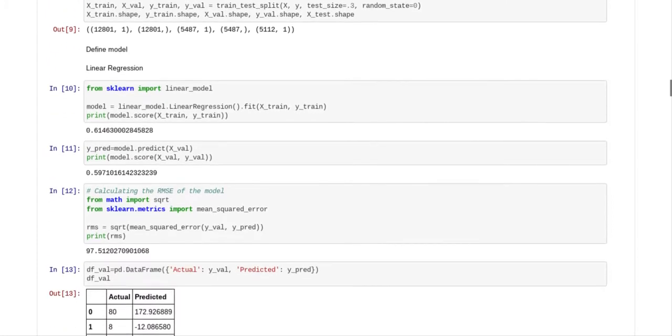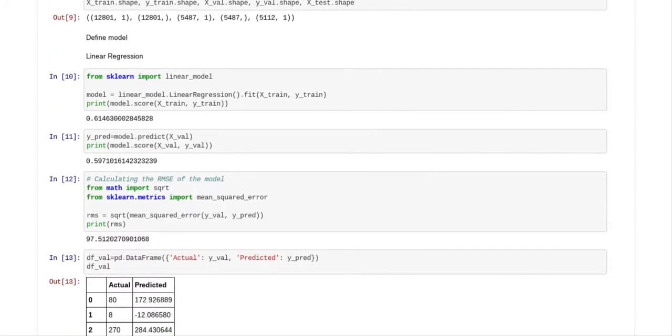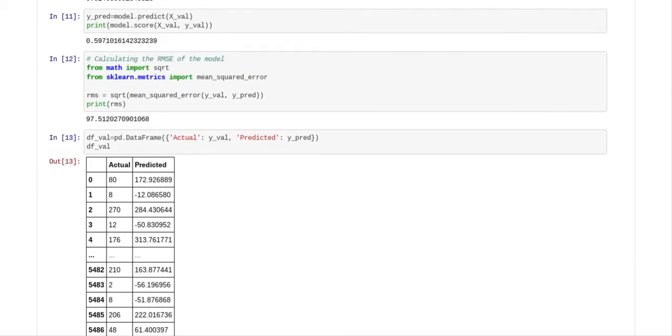And then what we did is we selected a model. So we selected our linear regression model. When we put those X train, Y train into the linear regression model, we had 61.46% accuracy. And when we predicted on the X val, we had a 59.71% accuracy. We checked our RMS, and it was 97.51.